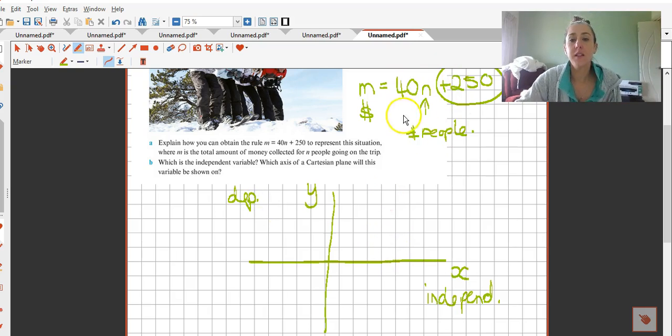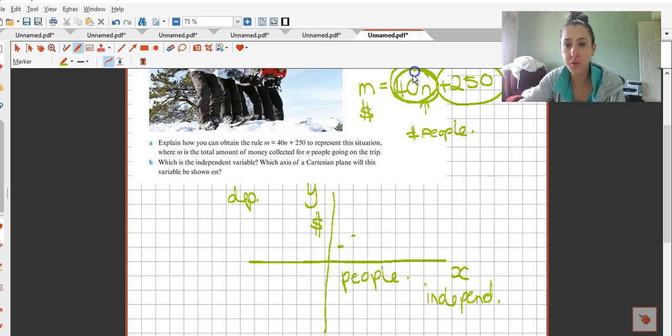Okay, so number of people is independent, so you'd have people, and this is going to be our cash money on our y. So the more people that come, the more money you're going to get. So one person, two people, because of course that multiplier, that 40 for one, 80 for two, plus that 250.